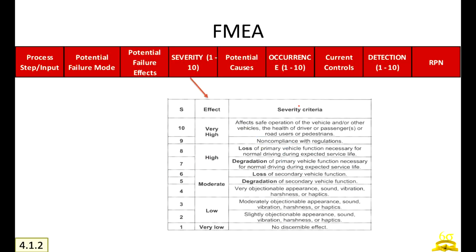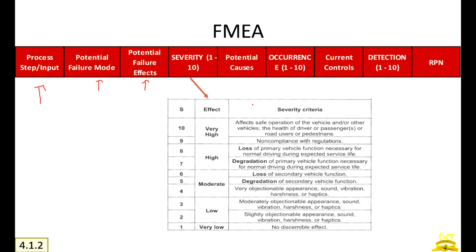Now a few components before we get into the FMEA. The first one is a process or input, right? This we know, like sugar was the input, and the process is making tea. So this is the first one. The second one is failure mode, how sugar will fail, right? Next is potential failure effect. So if we don't have sugar, then what happens? If we don't have tea, what happens then, right?